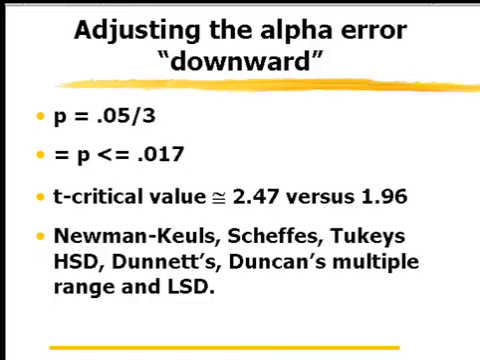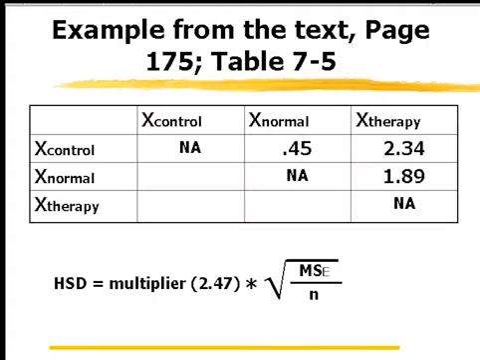Now, if a person uses a Scheffé test, this is the one that I generally will use because the Scheffé test is the most conservative. And if the critical value exceeds the value in the Scheffé test, then all of the others will be significant as well. So the Scheffé is the most conservative. Now, how does this work? Well, let's take a look at the example on page 175, which is table 7.75.